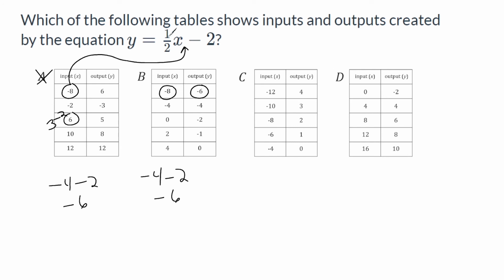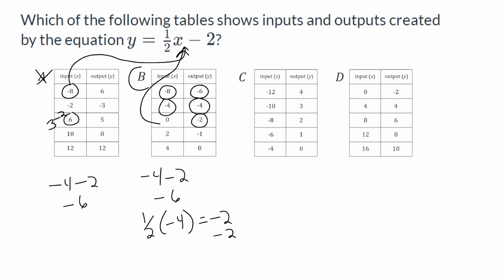Now, if we were to take 1 half of negative 4, 1 half of negative 4 is equal to negative 2. And then we have to, according to our equation, subtract 2 more from that. And negative 2 minus 2 is negative 4. So we do have the correct output here. And if we plug 0 into x here, 1 half times 0 is 0, minus 2 is negative 2. So we have enough reassurance here that B is the correct answer. So we can eliminate choices C and D.